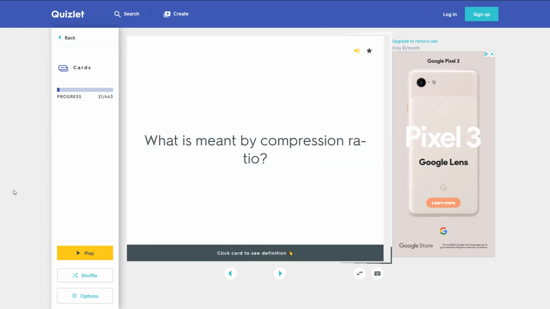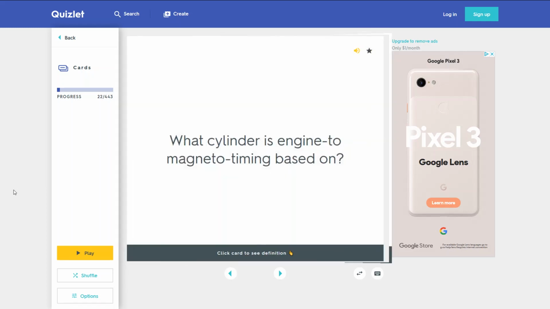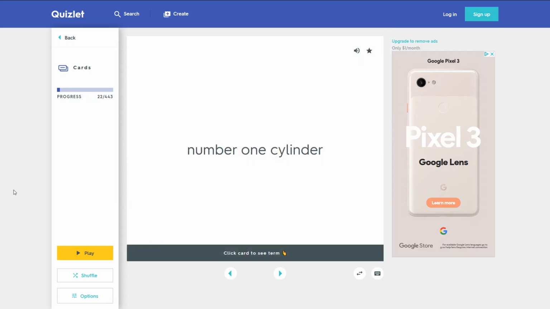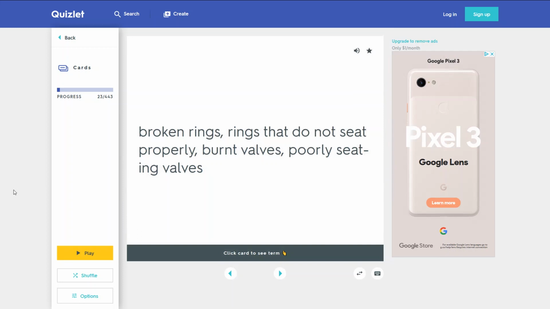What is meant by compression ratio? The compression ratio is the volume of the cylinder with the piston at the bottom of its stroke to the top of its stroke. What cylinder is engine to magneto timing based on? Number 1 cylinder. What are the main causes of the cylinder having low compression? Broken rings, rings that do not seat properly, burnt valves, poorly seating valves.